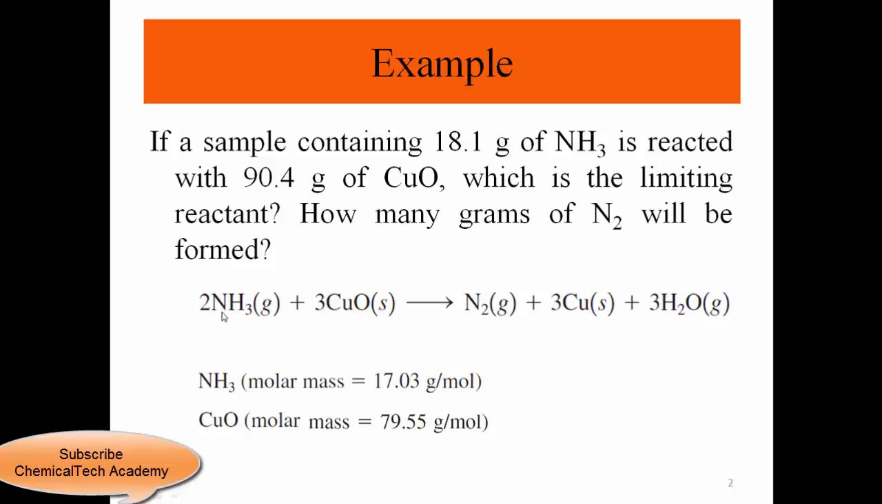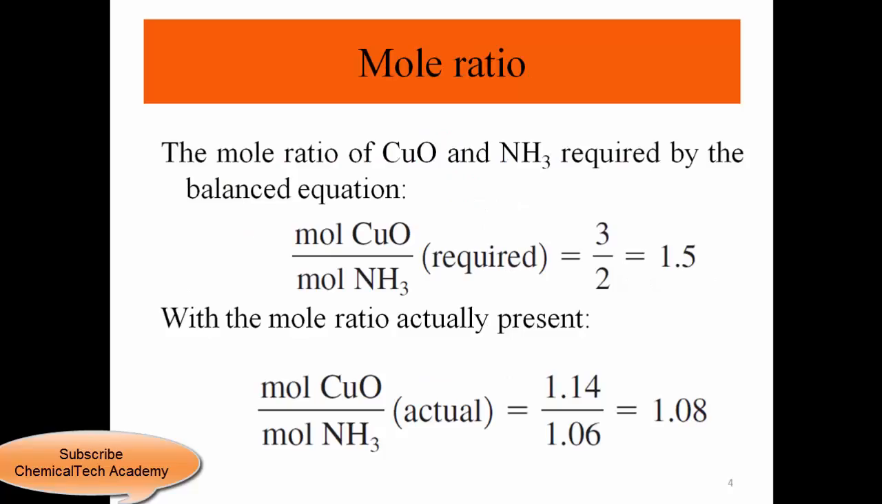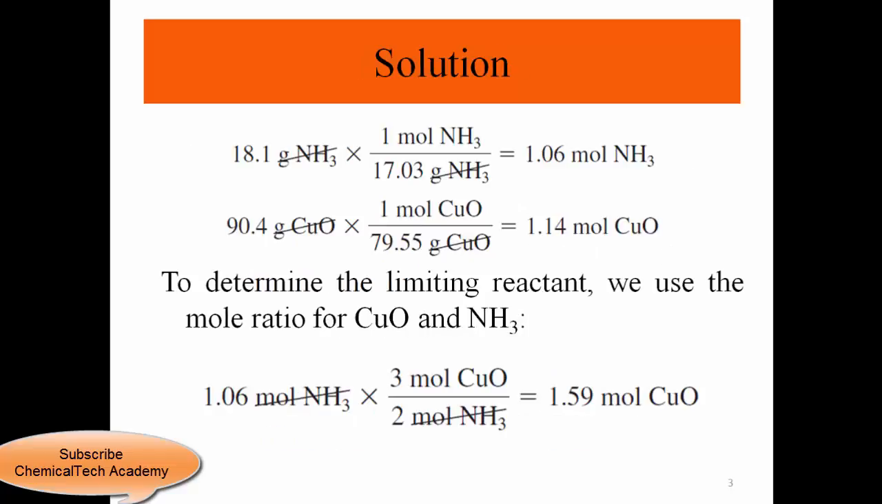So 2 moles of ammonia must react with 3 moles of CuO. If we write this molar ratio here, we will see that for this amount of ammonia, we need 1.59 moles of CuO. So if we have less than this amount, it means that the limiting reactant is CuO. So let's do it like that.